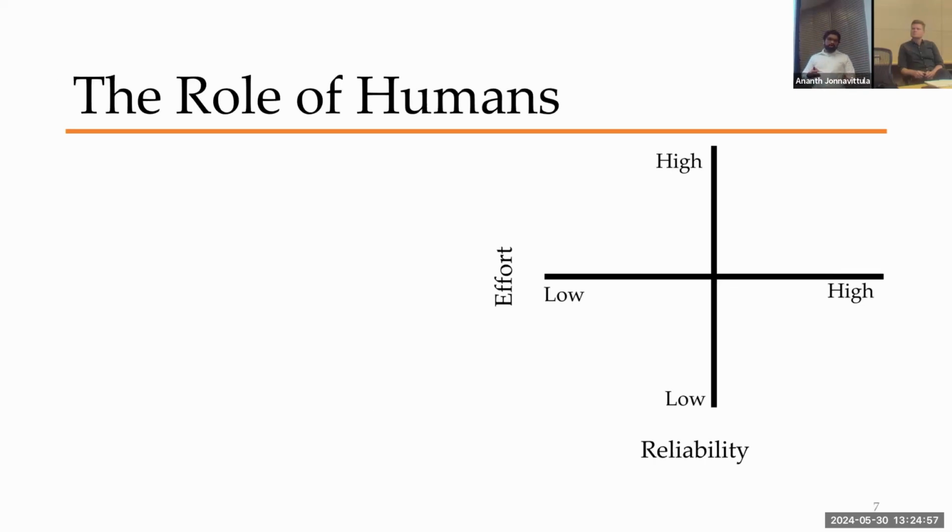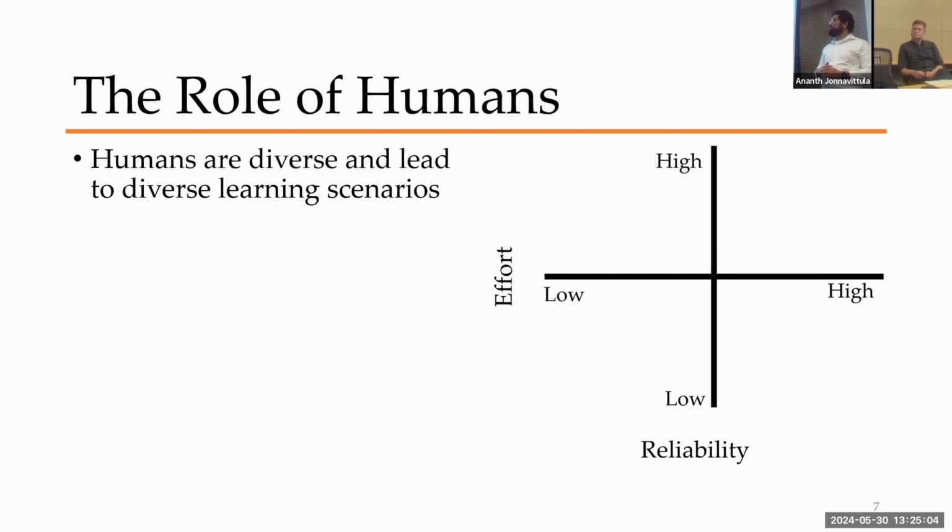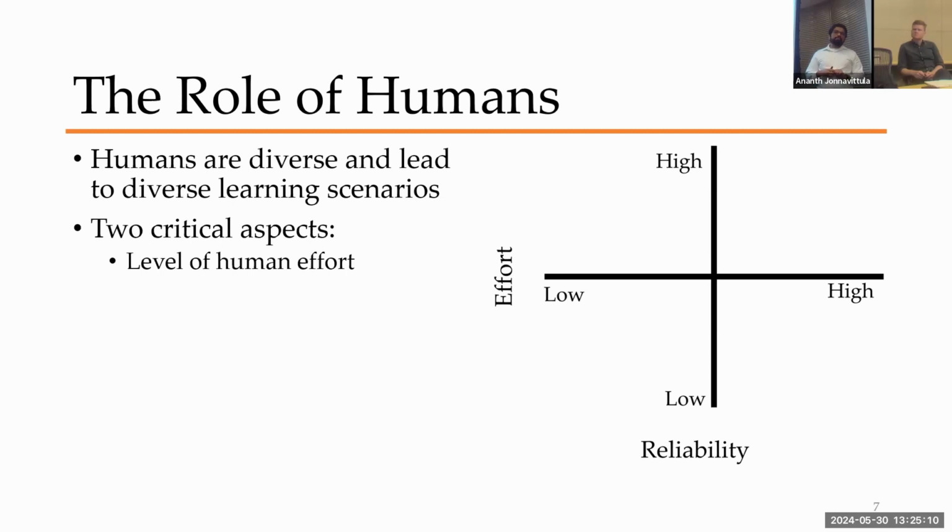Let's take a look at the flip side of this: what role is the human playing in these scenarios? As we know, humans can be fairly diverse, and this leads to incredibly diverse scenarios for learning. We'll explore this from two critical aspects in this research. There are, of course, other ways to do it, but this is basically what my focus was. The first focus was looking at how important the human effort is to the robot's learning process.